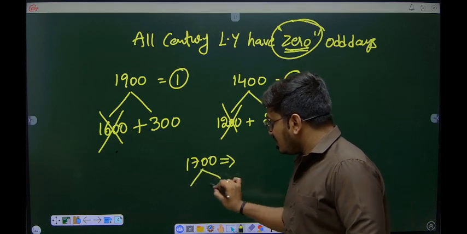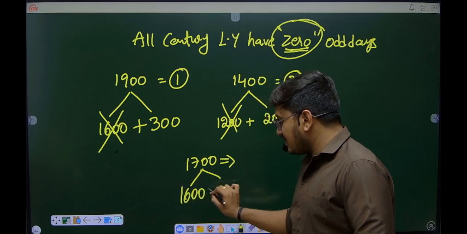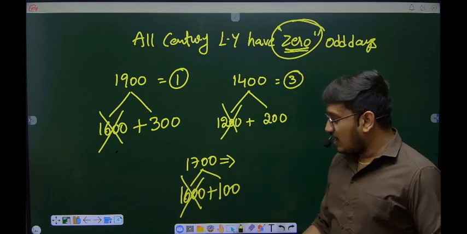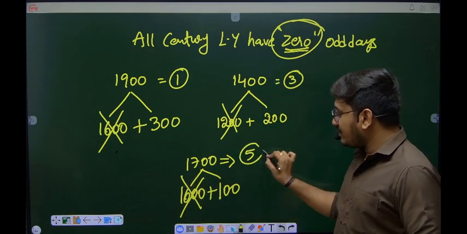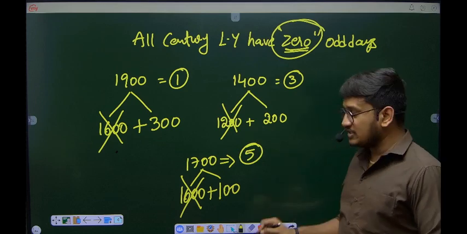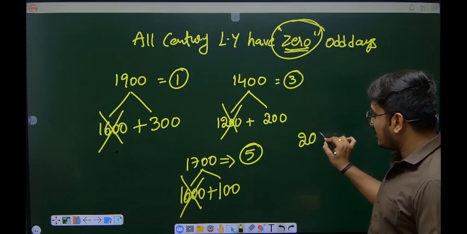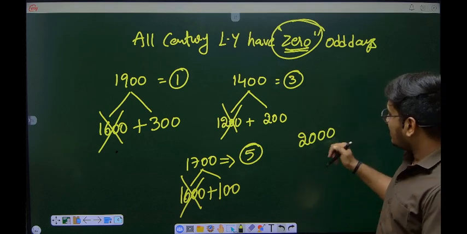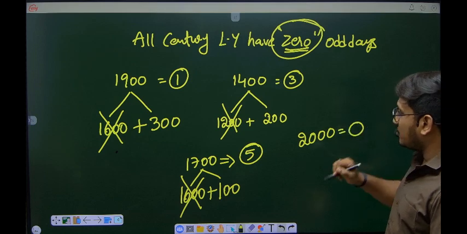I would say that 1700 can be written as 1600 plus 100. 1600 means 0, 100 means 5. So 1700 also has 5 odd days. Can you guess how many odd days are there in 2000? 2000 is a century leap year, means 0 odd days.